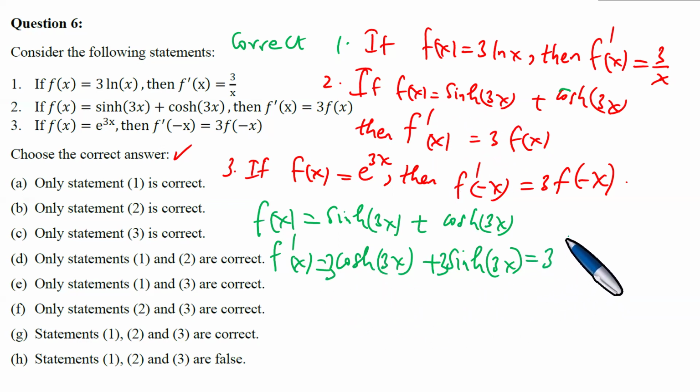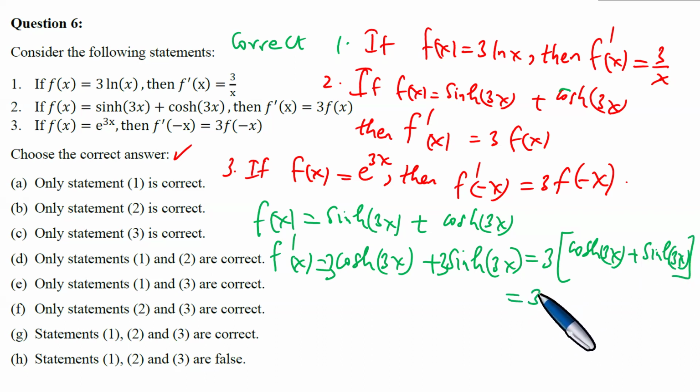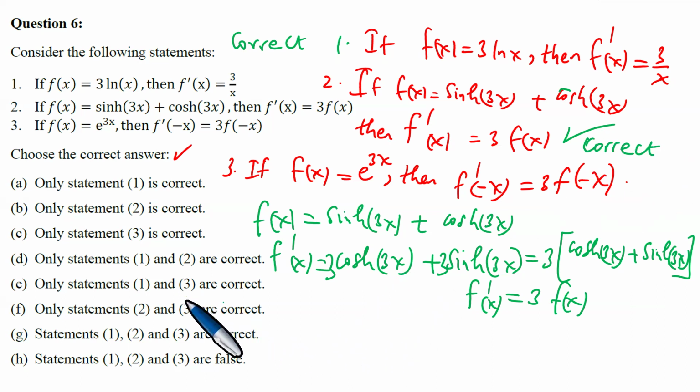Therefore now 3 can be taken out as a common factor, giving us the cosh of 3x plus the hyperbolic sine of 3x. Upon careful examination, we can see that cosh 3x plus hyperbolic sine is f of x. So indeed it is correct to say f prime of x is that. So this one is also correct, which means that option 2 is also correct.